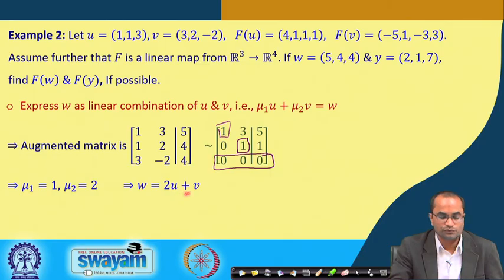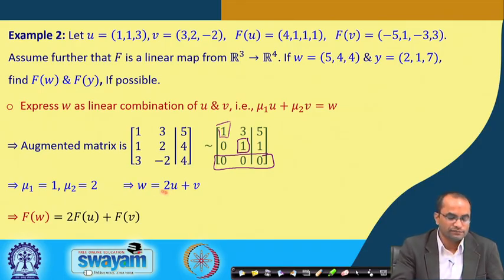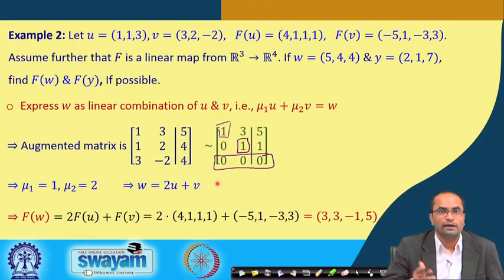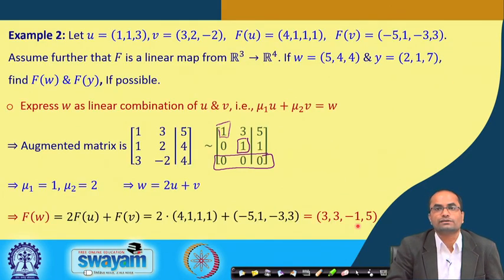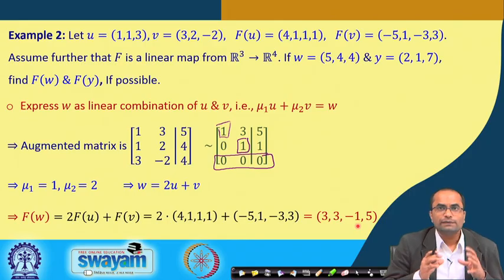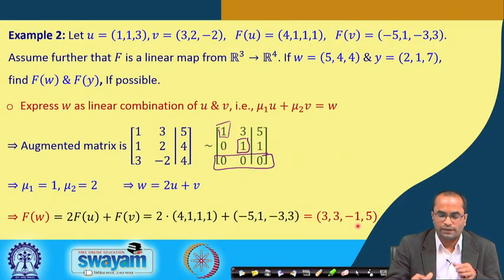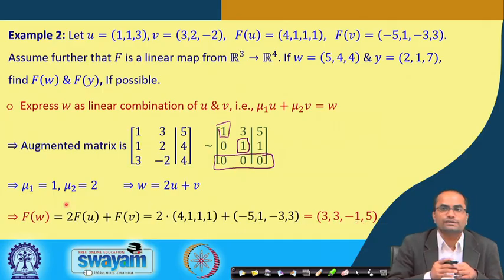So, w is 2 u plus v, and once we have this relation we can apply the linear transformation. So, f w will be 2 times f u plus f v. The f u we know and this f v we know, and then we add them to get (3, 3, -3, 5) here. So, the key point here was that if we can represent w as a linear combination, then we apply the linearity of this map to get the value of f w.